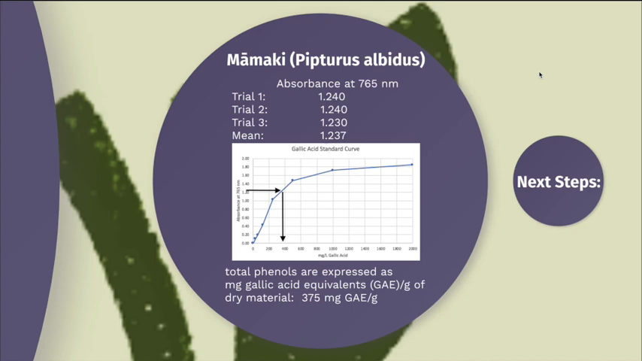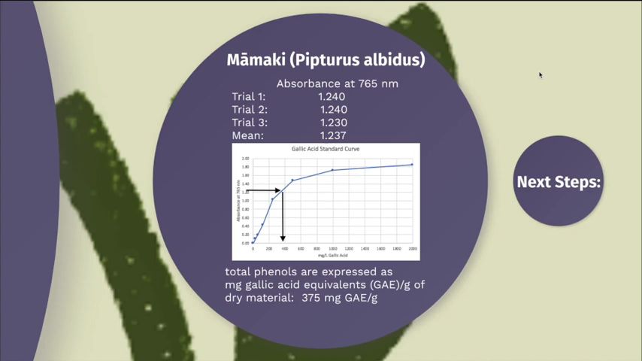Well, how does this compare to the standard gallic acid? To estimate this, we use the gallic acid activity standard curve that we produced earlier. Look for an absorbance value of 1.237 on the y-axis. Which concentration of gallic acid is this equivalent to? It looks like it's about 375 milligrams per liter of gallic acid. We can therefore express our value as 375 milligrams of gallic acid equivalents per gram.